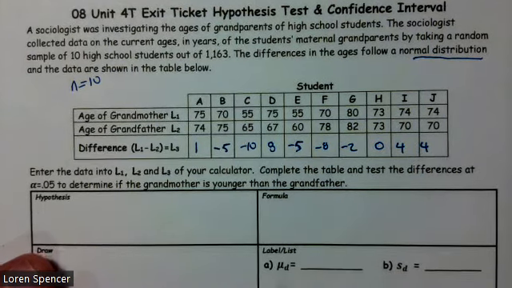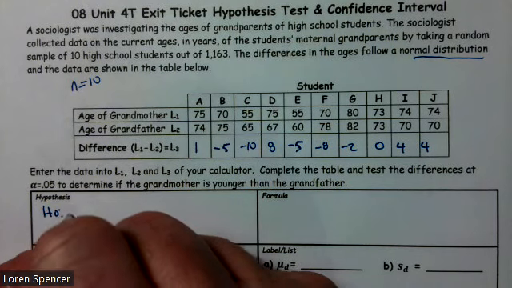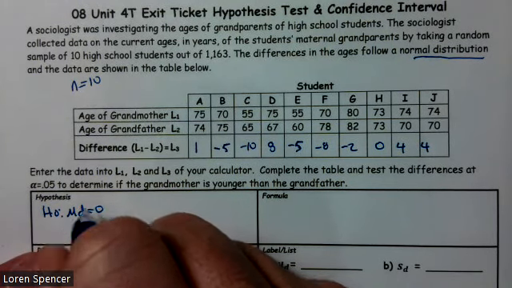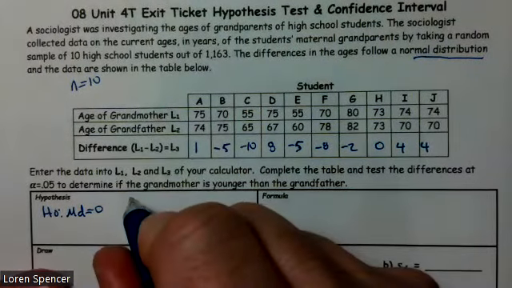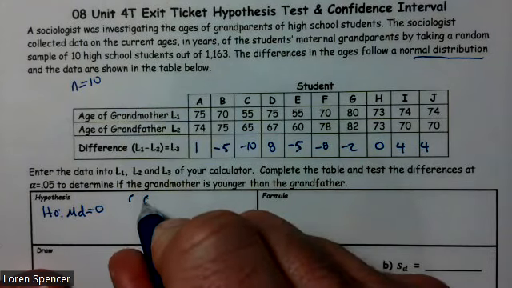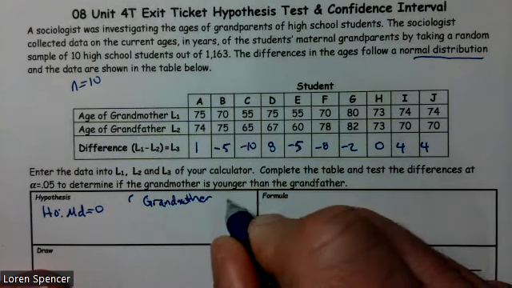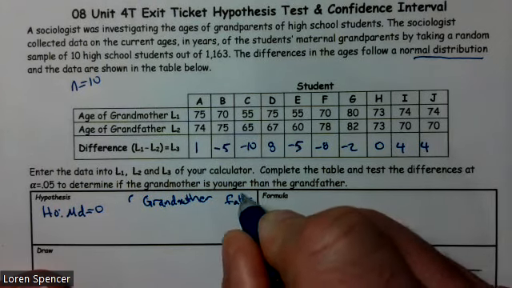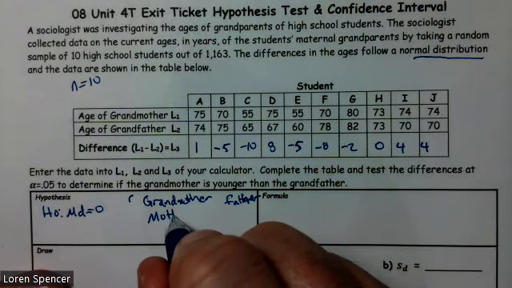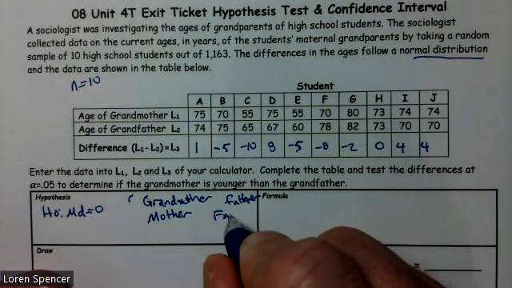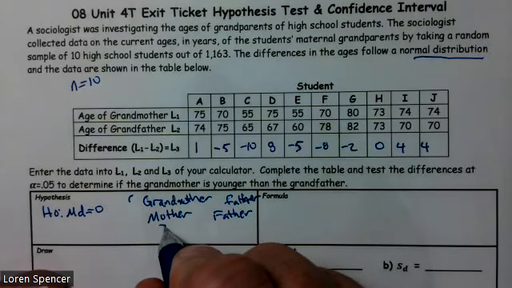All right. So our hypothesis is H0. The null hypothesis is always easy: mu D equals 0. But now we need to deal with grandmother's age versus grandfather. So we're going to have grandmother and grandfather. You know what? I'm just going to write mother and father. And I'm going to pick an age for the mother. Let's just say we pick 70.